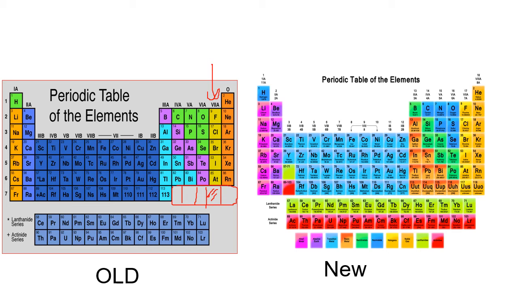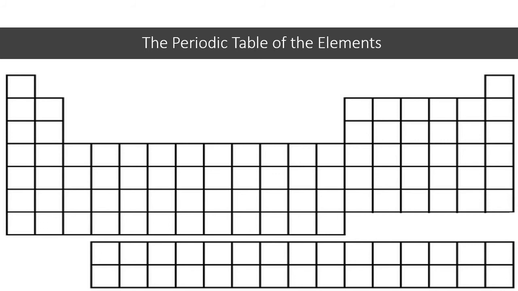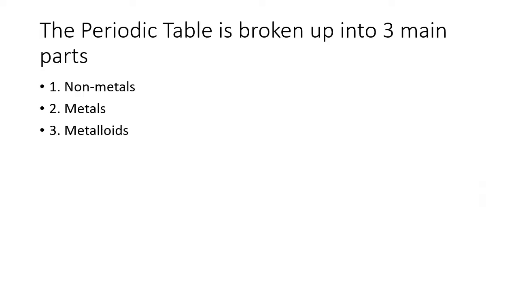And newer periodic tables look like this. So this is the complete periodic table, right? And these elements here have been given names quite recently. So the periodic table reflects organizations of properties, so we're going to look at some periodic trends. Okay, so this is generally what the periodic table is going to look like.